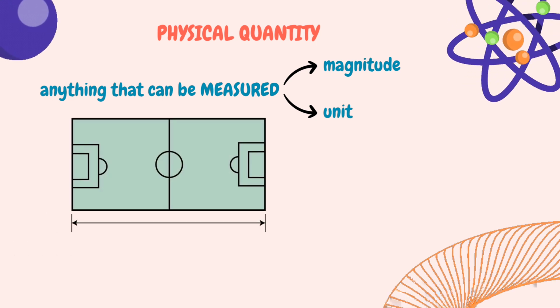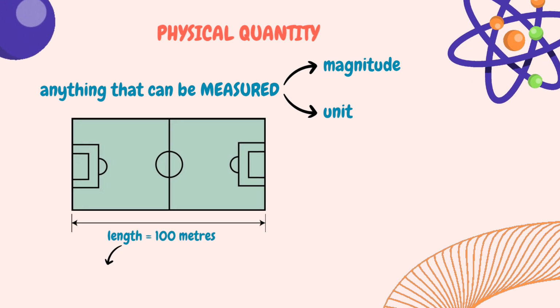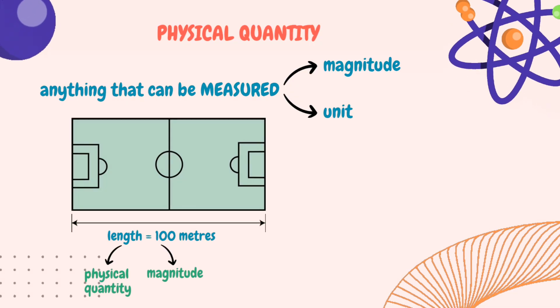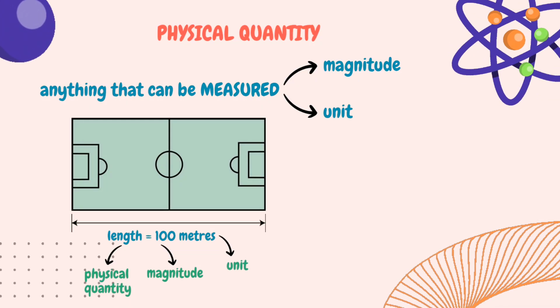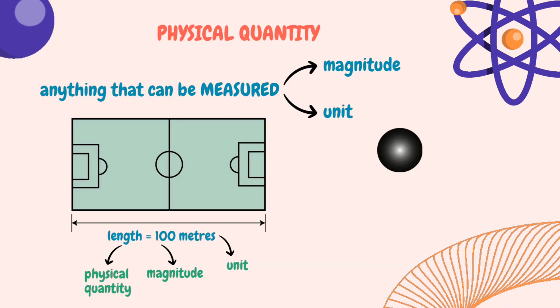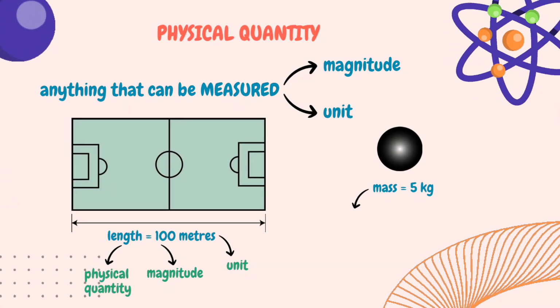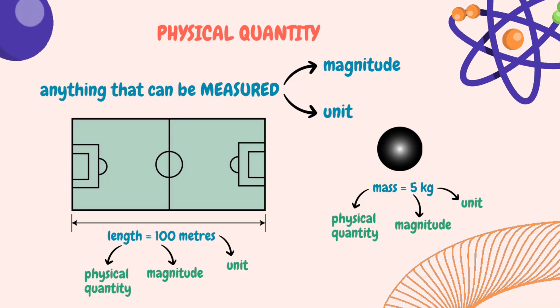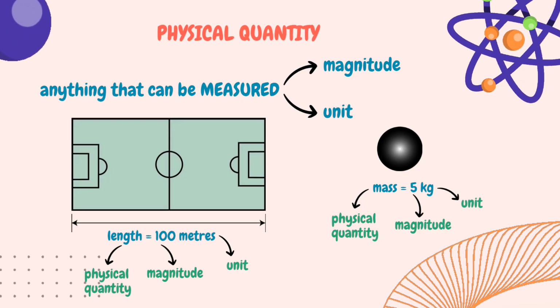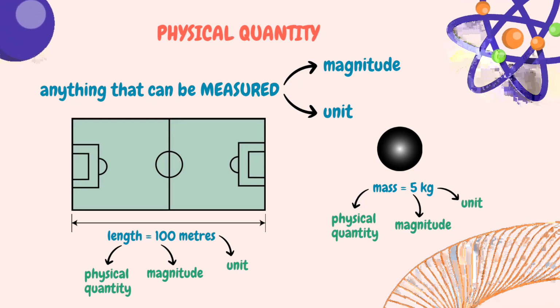The length of a football pitch is about 100 meters. Length is the physical quantity, 100 is the magnitude or size of the length, and meters is the unit of length. The other example of a physical quantity is mass. For instance, given a 5 kg metal ball, mass is the physical quantity, 5 is the magnitude of mass, and kg is the unit of mass. This is how all physical quantities are expressed. They should have a magnitude and a unit.